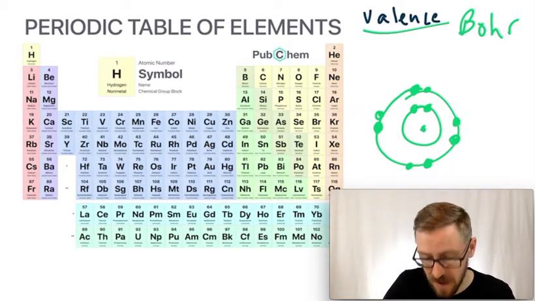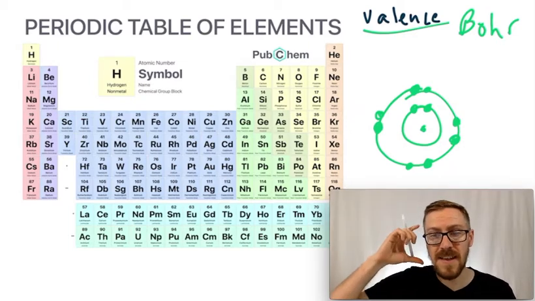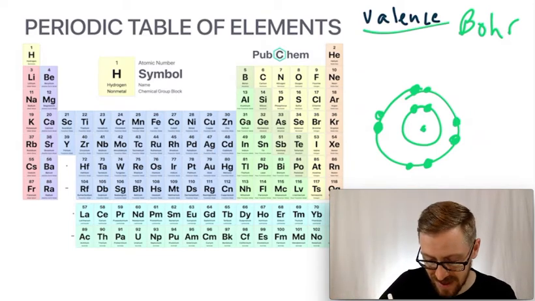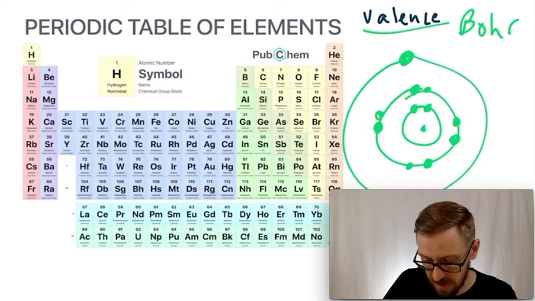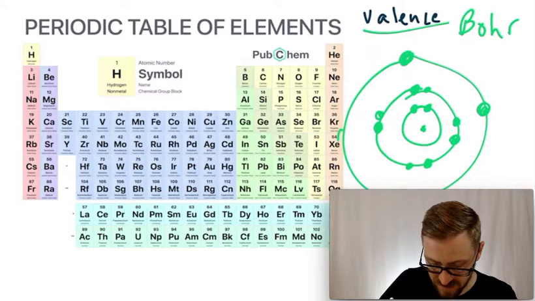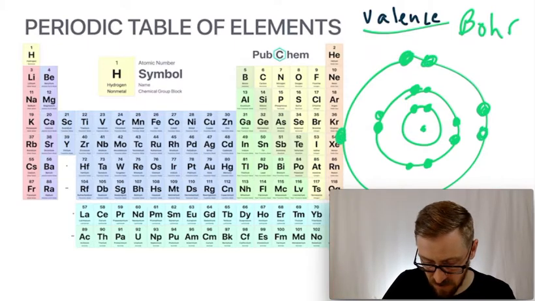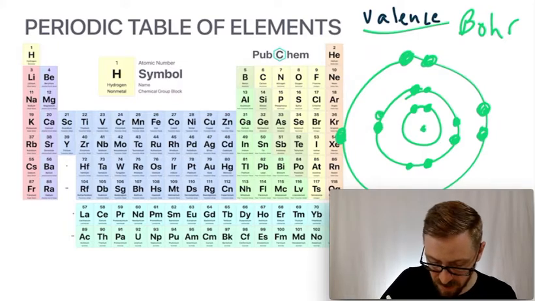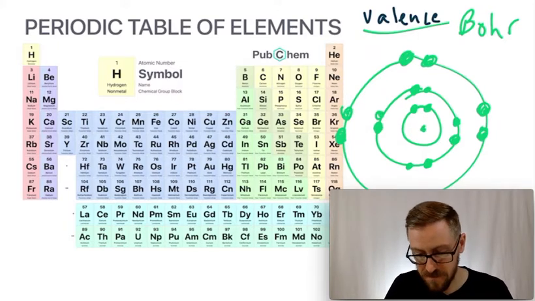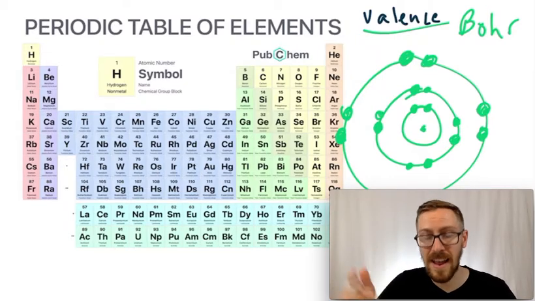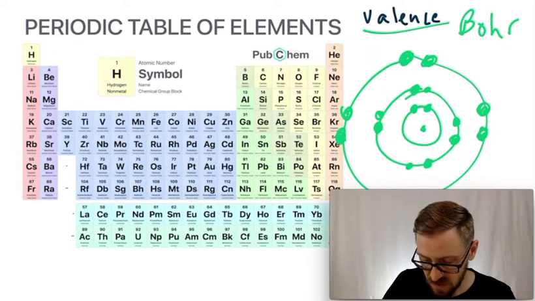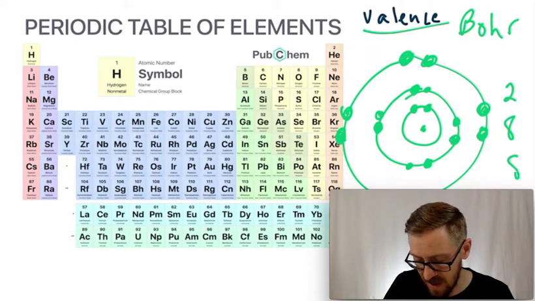I could keep going here. So the order goes 2 in the first, then 8 in the second, then 8 more in the third. So this would be sodium, magnesium, aluminum, silicon, phosphorus, sulfur, chlorine, argon. And then there are 18 and 18 again. Don't worry about that. 2, 8, 8. That's what we care about. 2 in the first ring, then 8 in the second, then 8 in the third.